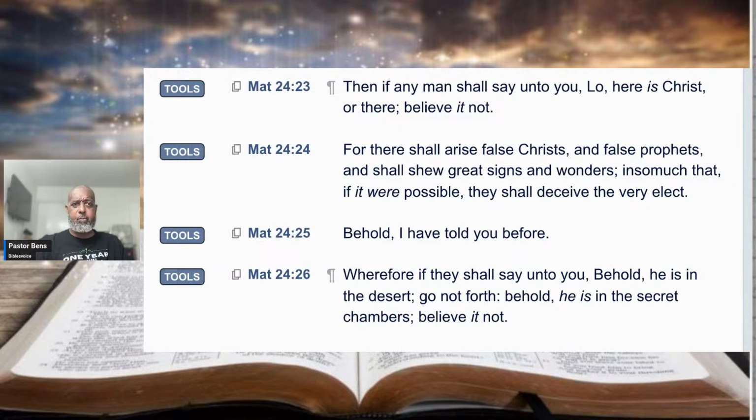All right, Matthew chapter 24, verse 24. The word of Yah reads, "For there shall arise false messiahs." That word in the Hebrew, Christ, Christos in the Greek, but in the Hebrew it is Messiah, Mashiach. "For there will arise false messiahs and false prophets," talking about the Messiah, this false Messiah, "and shall show great signs and wonders."